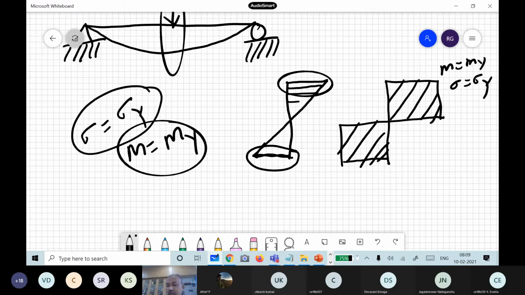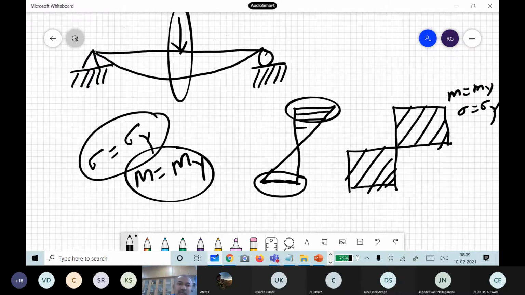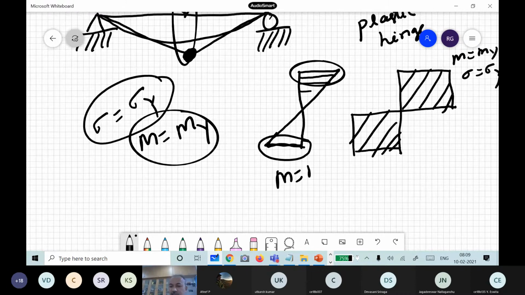Now once the entire section has been plastified, once all the fibers have reached the yield strength of the material itself, you will see a hinge formation here exactly. A hinge forms at this place itself, and this hinge we call the plastic hinge. This graph shows M is equal to My just at the yield stress. Now M has reached the plastic moment, and all the fibers have reached their yield stress, so automatically a plastic hinge gets formed here.